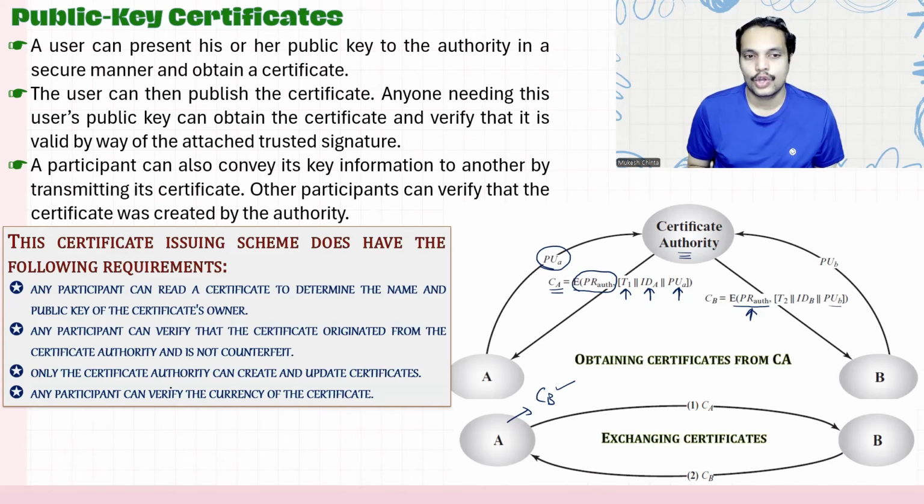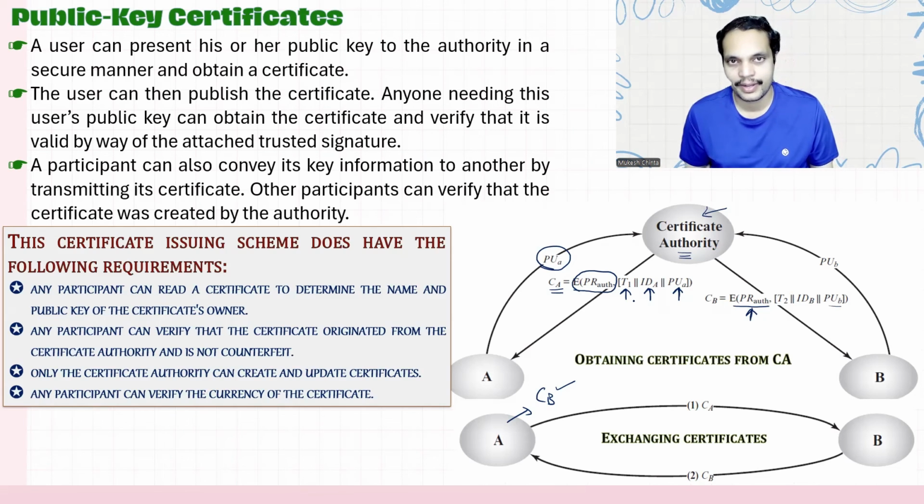The third requirement is that only the certificate authority can create and update certificates. That's obvious. Nobody else other than the certificate authority can create CA and CB or even update them. Any participant can verify the currency of the certificate. Currency is nothing but the timestamp, the date or time till which this certificate is valid. So anybody can verify and validate the currency of the certificate, whether it is genuine or not, till what time it is valid. All these are the requirements for this certificate scheme.